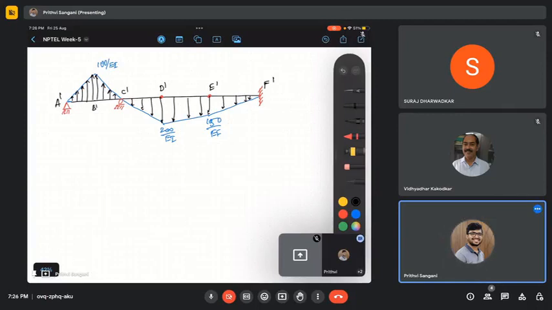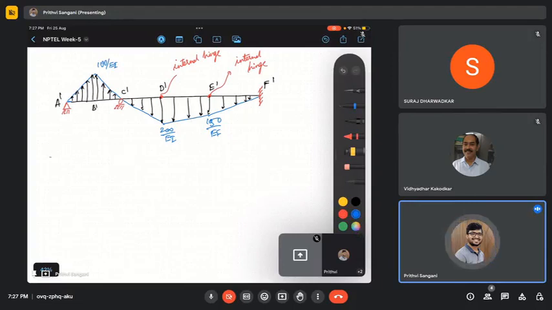How can we find that? We can take moment about D dash as 0, and also moment about E dash as 0, because these are internal hinges. Let me write down internal hinge. Okay, so let us start solving it.